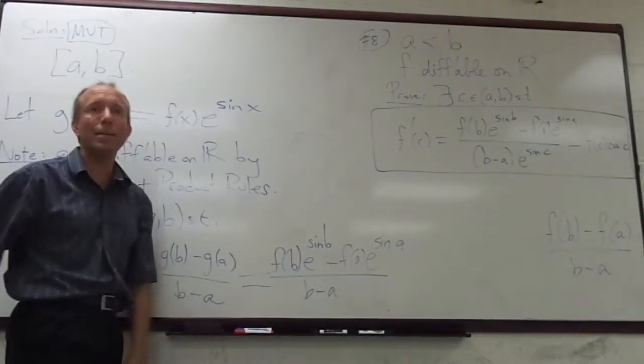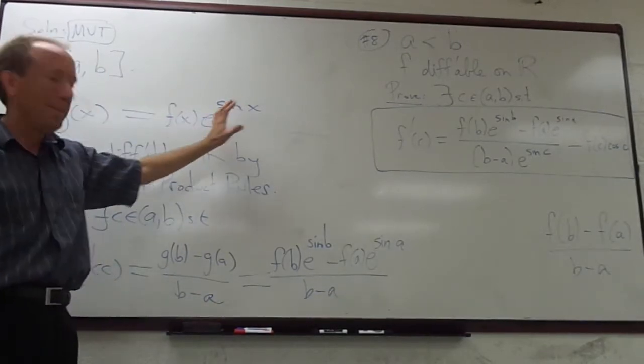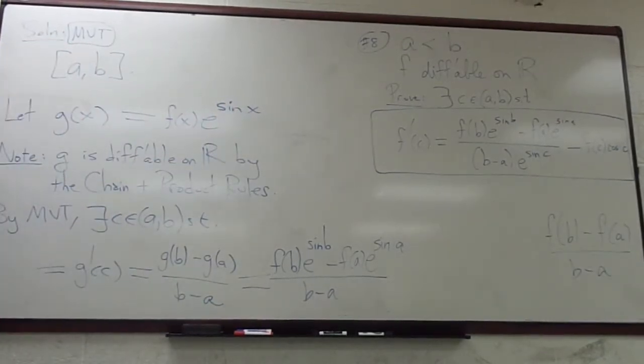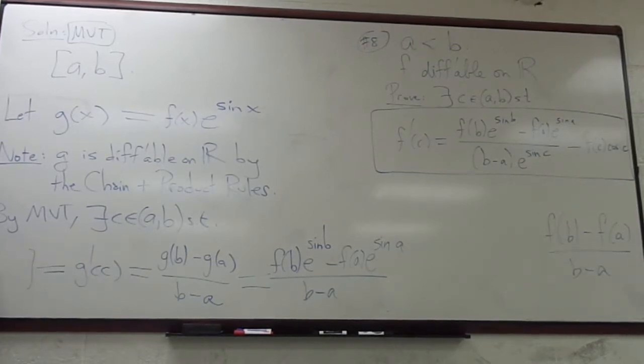This is my chance to test everybody's product rule and chain rule. Take the derivative of G and put that over here. So I didn't give myself much room, but I'll try. Okay, I'm going to take the derivative of G right here. So it'll be, by the product rule, f prime of C times e to the sine of C, because we're evaluating at C here.